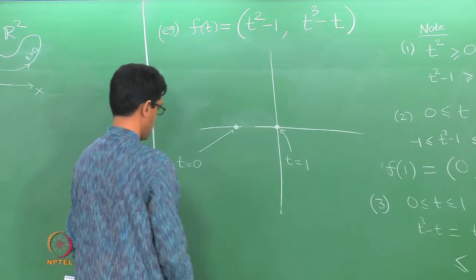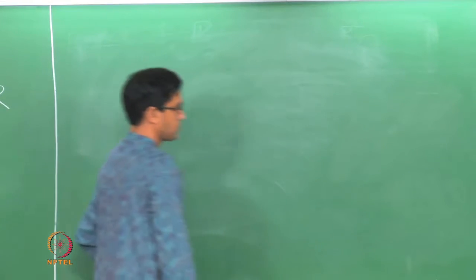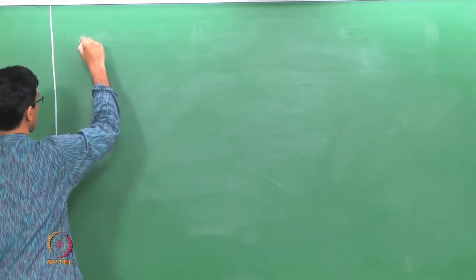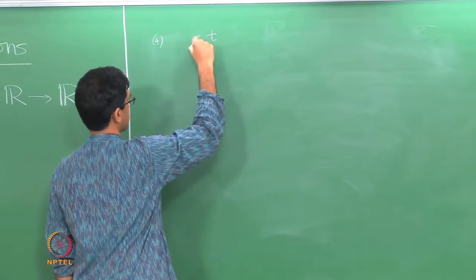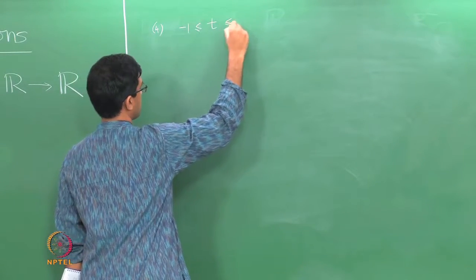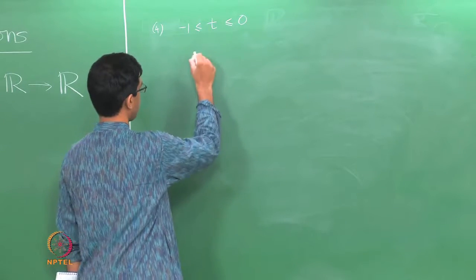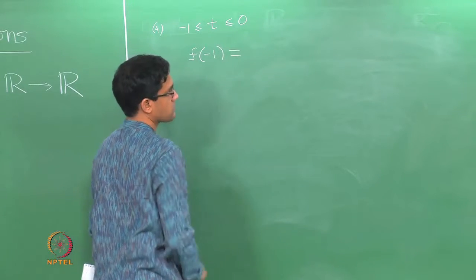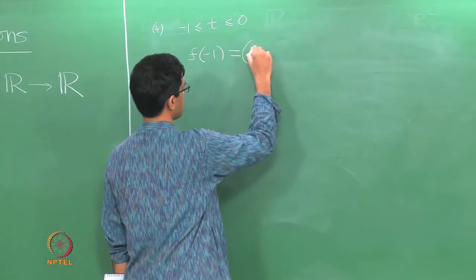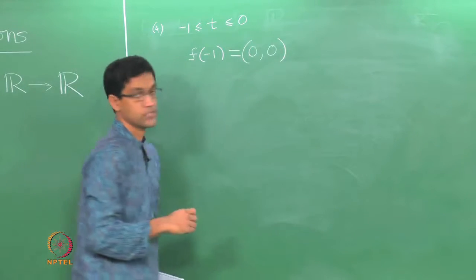Okay, so let's see. But maybe before we do that, here's another thing to note as well: when t goes in the other direction, if t is say negative, if t is -1, let's just see what you get when t is -1. You still get 0, 0, because t square minus 1 is 0.